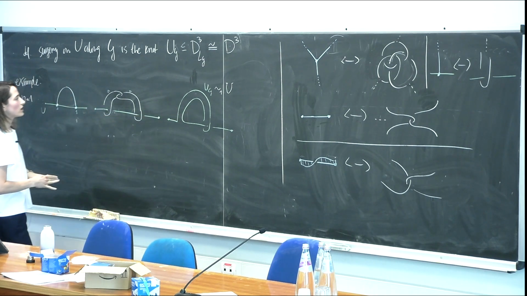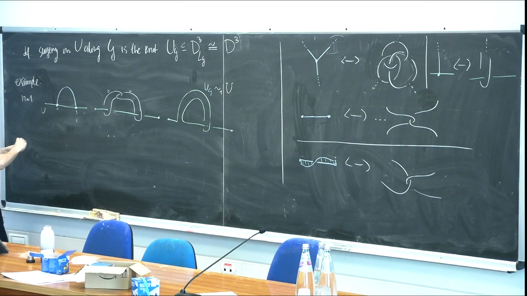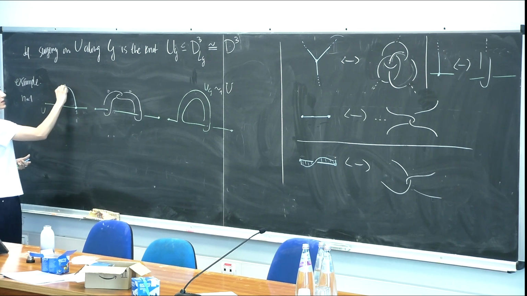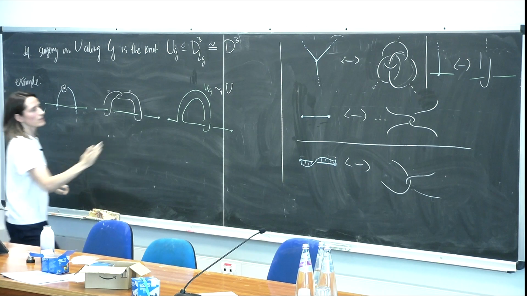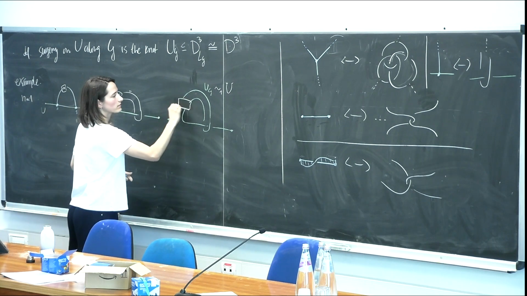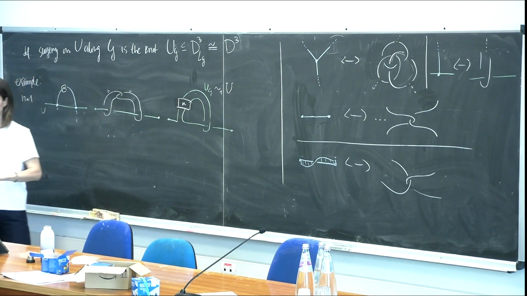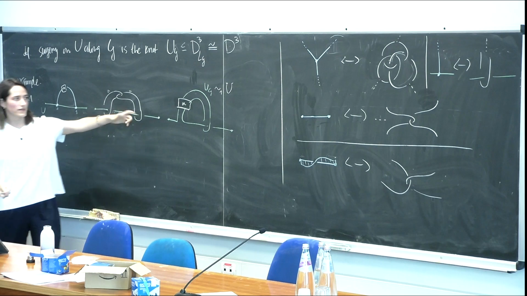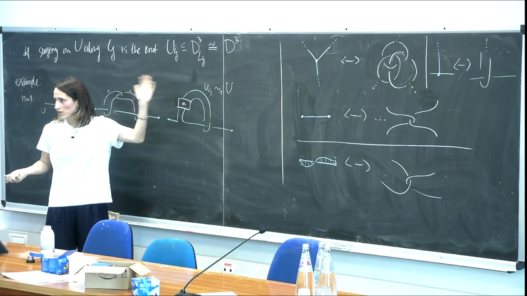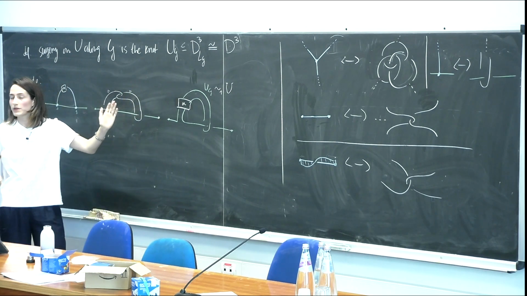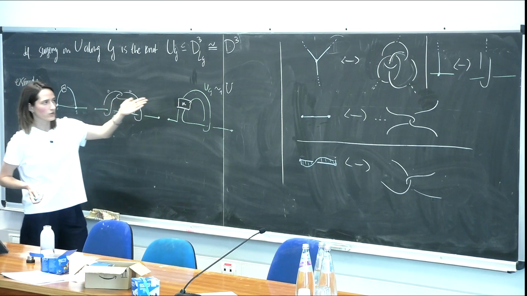But what if you did some weird framing here? Maybe here you said, I don't want to do this framing, I want to do n twists here. So that means that here you would do n twists, and then you get something that's in general not going to be isotopic to the unknot, but you see that it's 1-equivalent to the unknot.